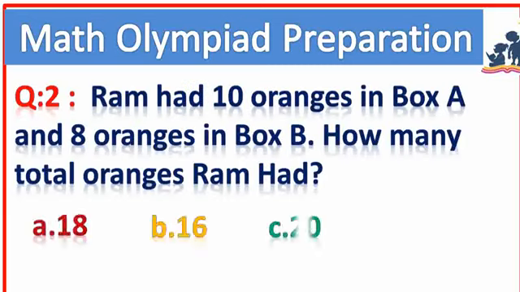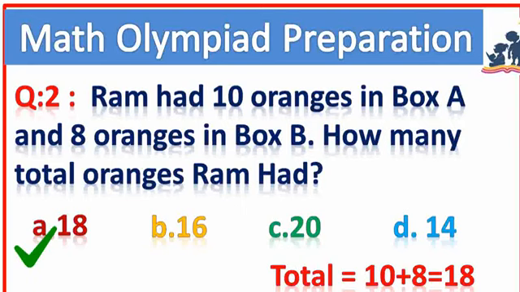Question number 2. Ram had 10 oranges in box A and 10 oranges in box B. How many total oranges Ram had? Answer A, that is 18. Yes, 10 plus 8 is equal to 18.